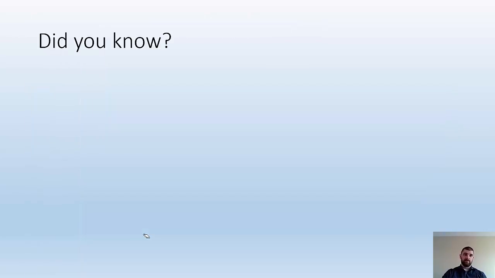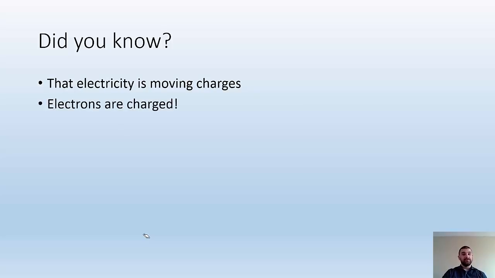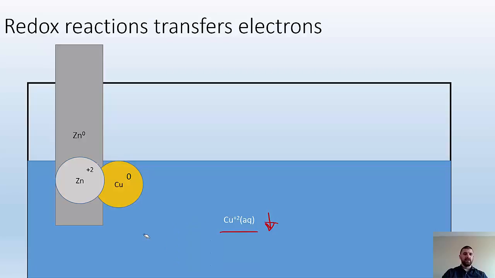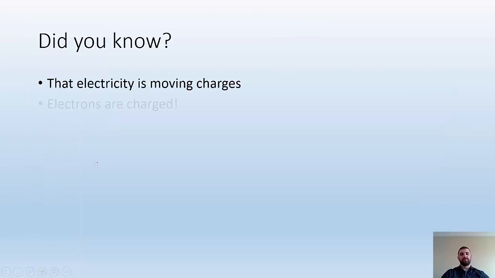It's pretty neat. All right, did you know that electricity is moving charges? Whatever the form, electricity is moving charges. And did you know that electrons are charged? I bet you did. So if we could somehow trick the electrons to go through a wire instead of directly to the other substance, we could use its power to power mobile devices, right? Instead of having the electrons go directly from there to there, if we could separate them and make those electrons go through a wire, we could use it to do work.